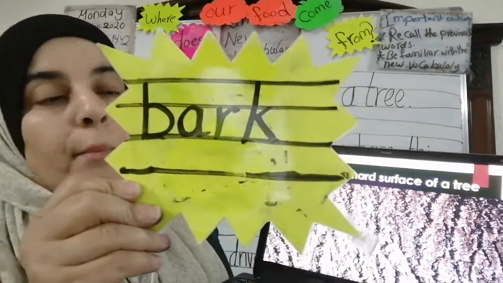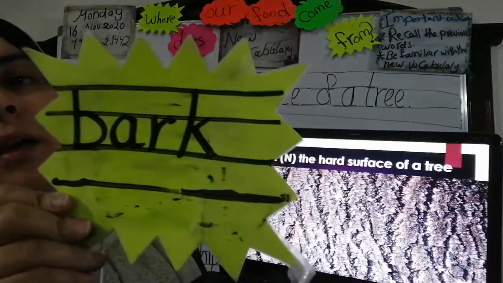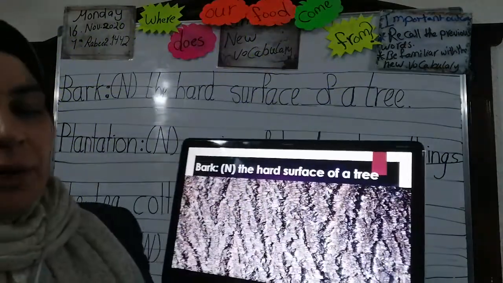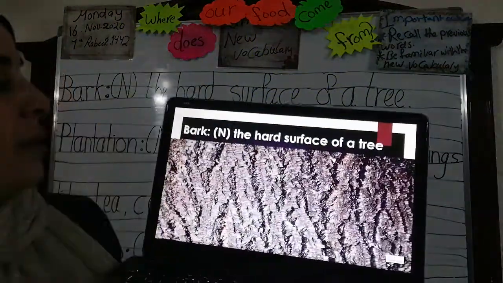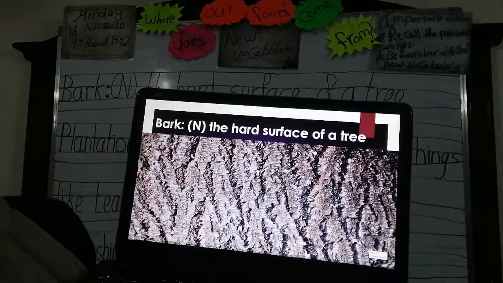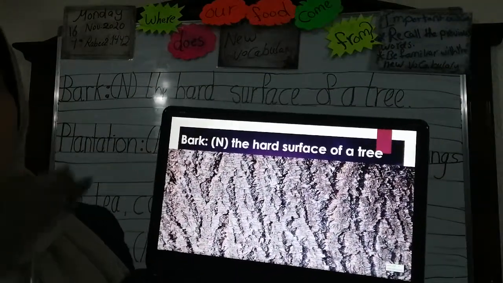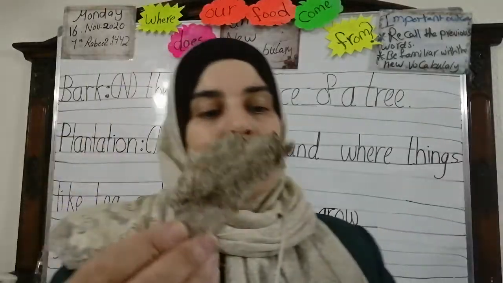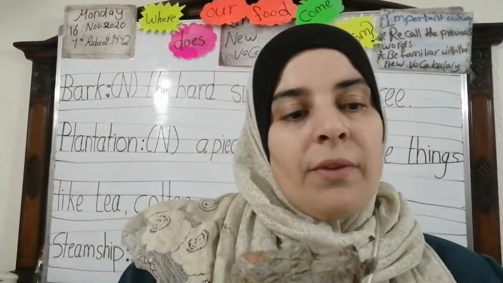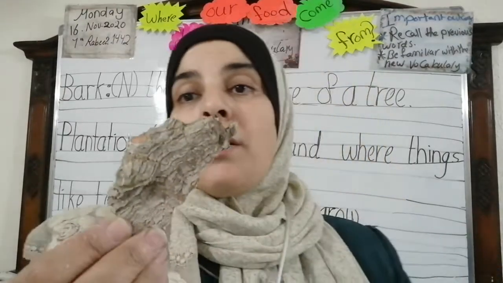Look at this one. Park. What do you mean by park? Look at this one. This is park. It's a noun, the hard surface of a tree. Look at this one. It is the hard surface of a tree. In Arabic, you can call it لحاء الشجرة.